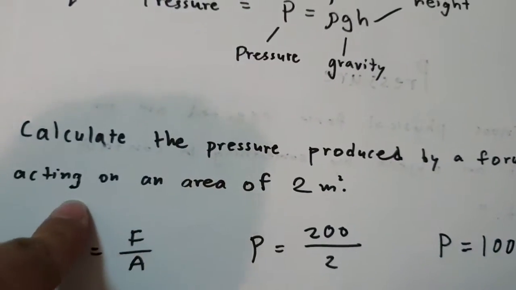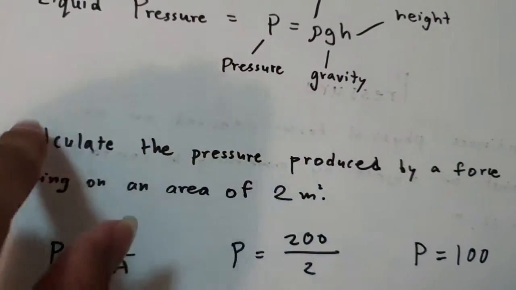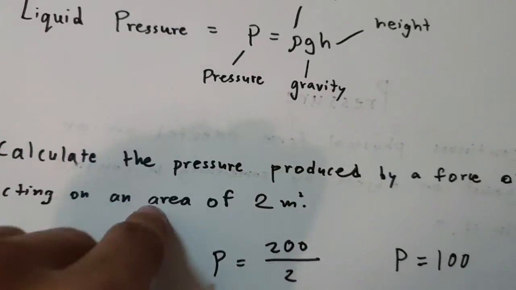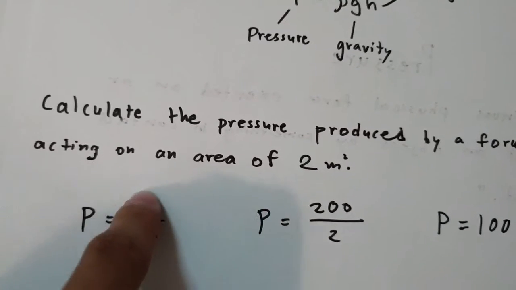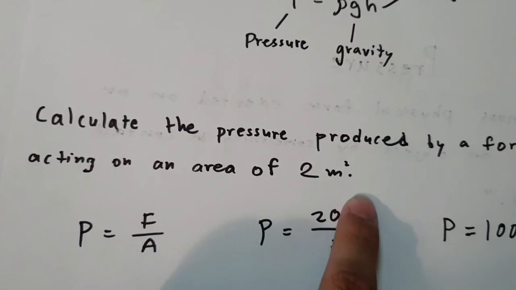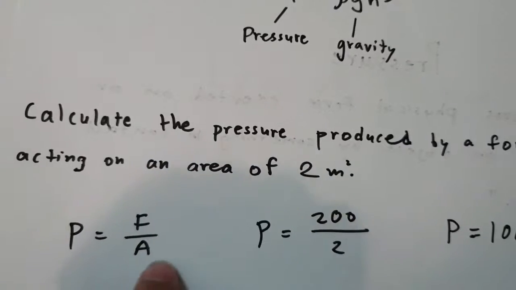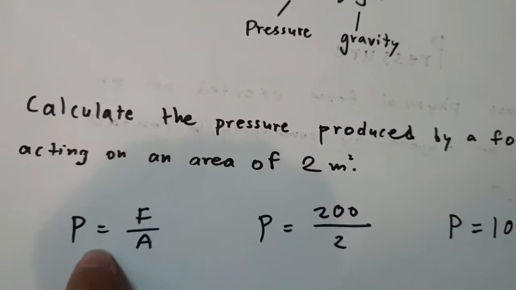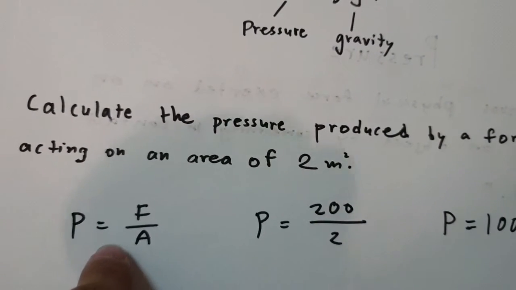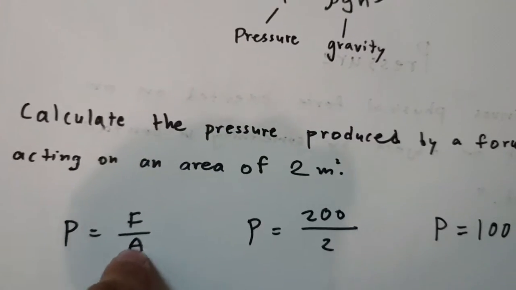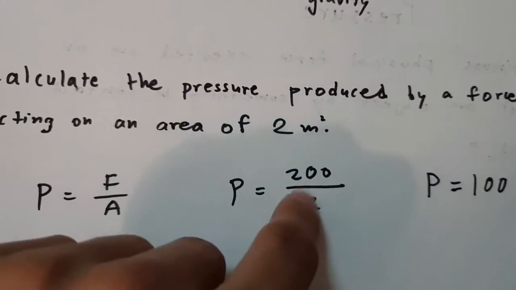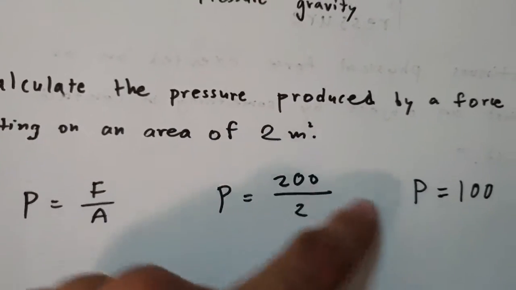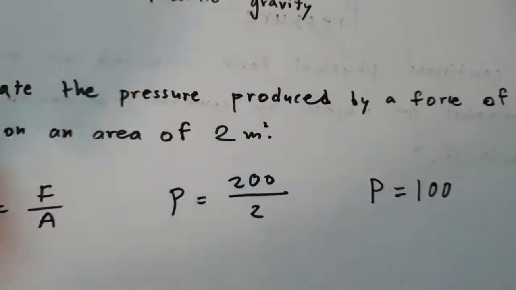For example, calculate the pressure produced by a force of 200 newtons acting on an area of 2 meters squared. So we use the formula pressure equals force over area. So pressure equals 200 over 2, and so pressure equals 100.